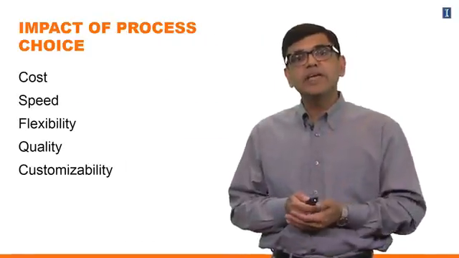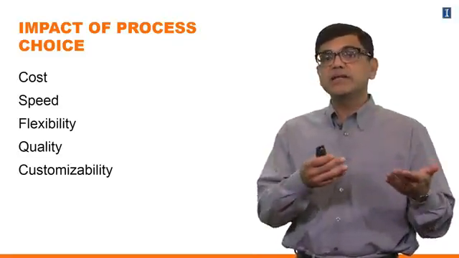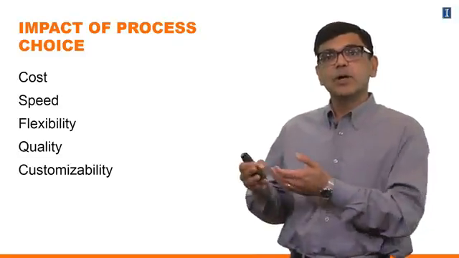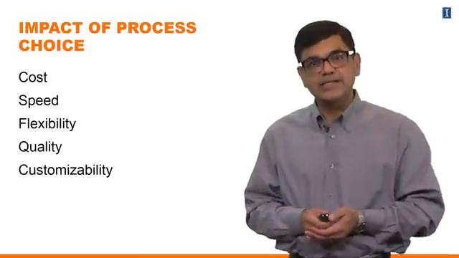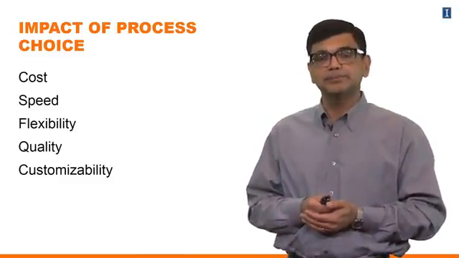So what are the implications of a decision of process choice, whether you've picked, let's say, a jumbled process or whether you've picked a linear kind of a process? Let's take each one of these and talk through the implications of them.